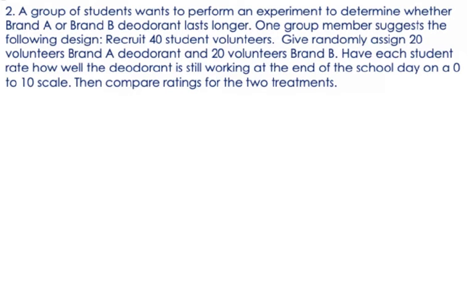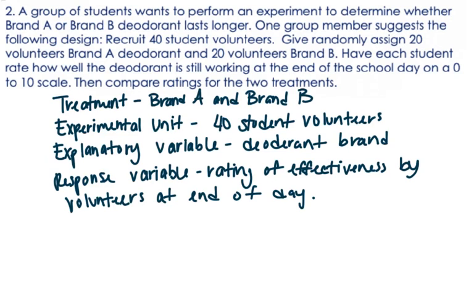Alright, I want you to try number 2, same thing. I want you to pick out the treatment, experimental unit, explanatory variable, and response variable. Try that in 1, 2, 3. Alright, so here's what I got. So there were 2 treatments, brand A and brand B, which is perfectly fine. You can have more than one. The experimental unit, 40 student volunteers. The explanatory variable, deodorant brand. The response variable, rating of effectiveness by volunteers at the end of the day. So anything close to that, you're good. If you have any questions, send me a message.